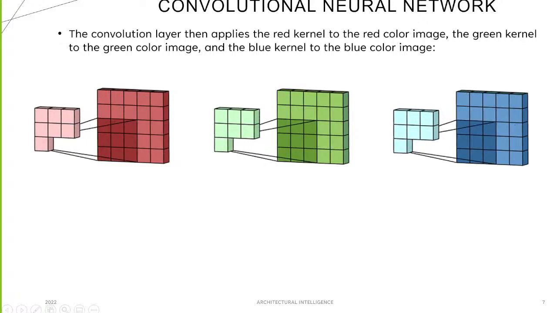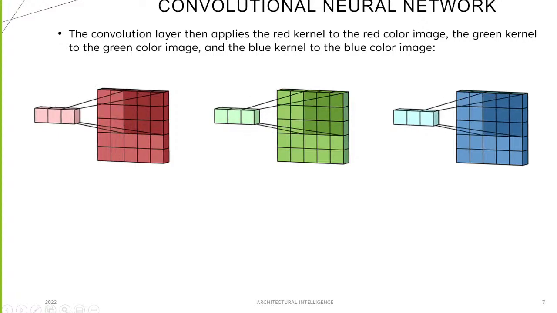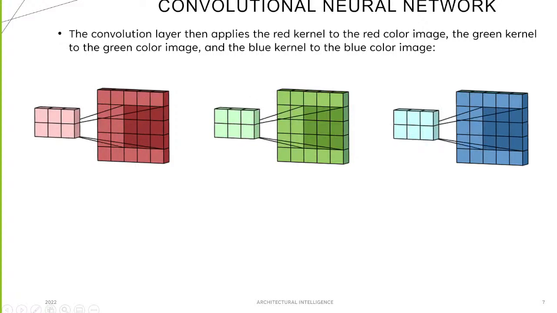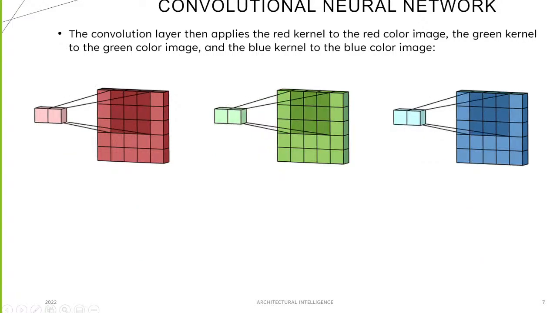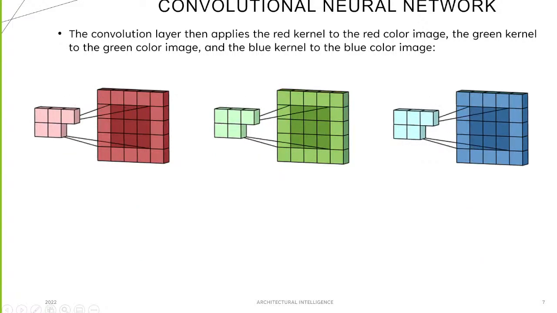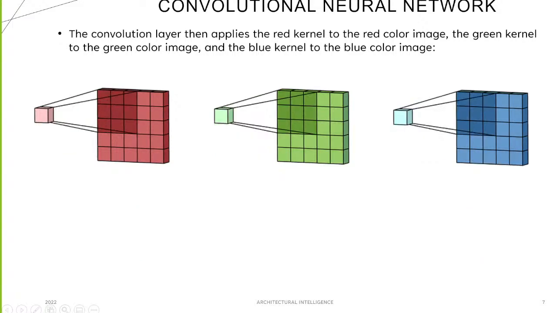So the convolutional layer applies the red kernel to the red color image, the green kernel to the green color image, and the blue kernel to the blue color image in order to extract all the features from each color that we have in the image.